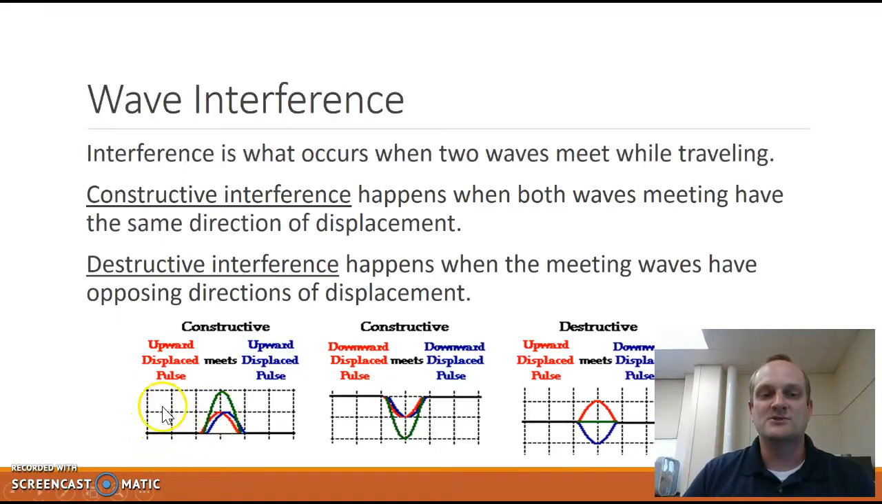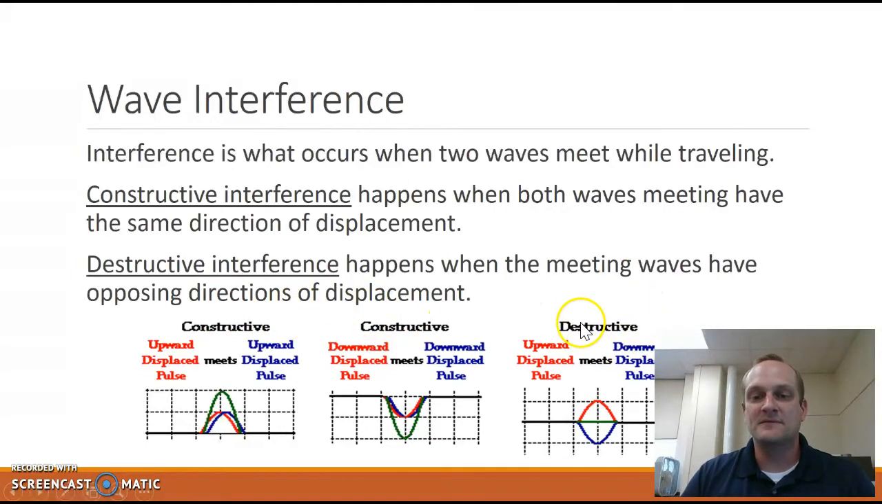Let's assume this red wave started way out here and it was a pulse upward. The blue wave starts way over here, that's a pulse upward. When they meet and overlap, that's when I get this green wave. Because the red was up and the blue was up, we get an even larger wave as a result. Now, I could also have constructive interference where they're both down pulses. Let's assume that the red pulse was down and the blue pulse was down. When they overlap, I get this green pulse, which is even larger but still in the down direction. That's both constructive interference.